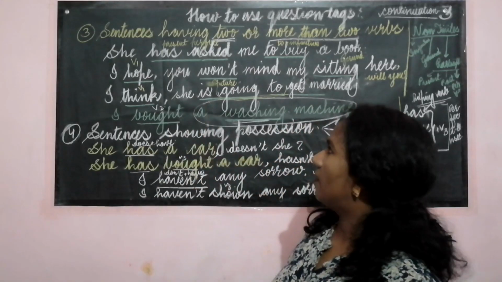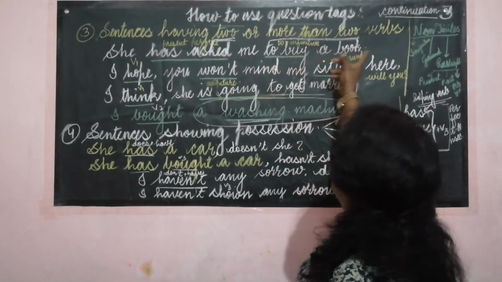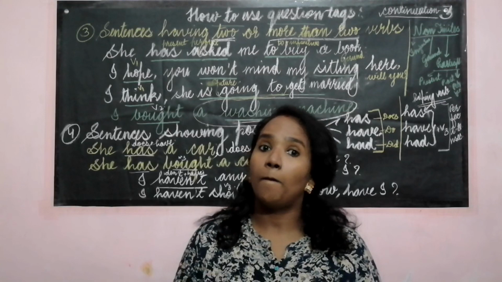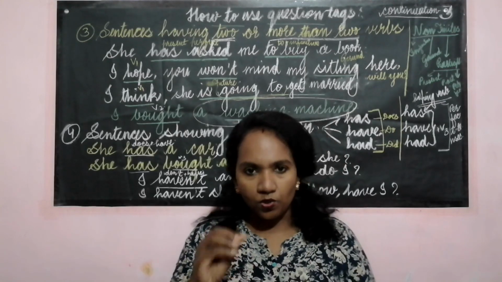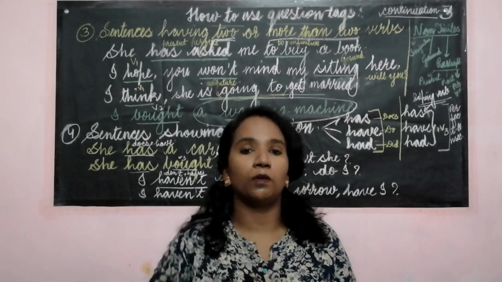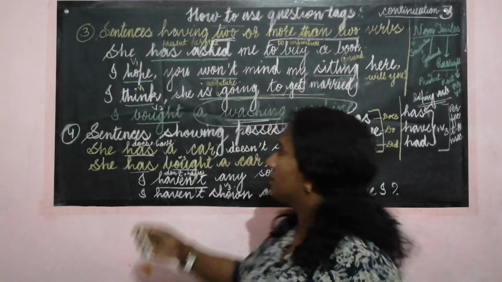In the third kind of sentences, having two or more than two verbs, when you read a sentence, you may feel that there are more than two verbs. In those cases, what is the structure? What do you have to remember to form a question tag? Let us look into the example.